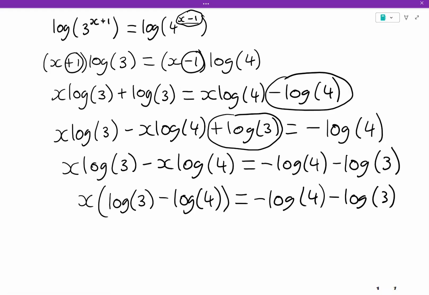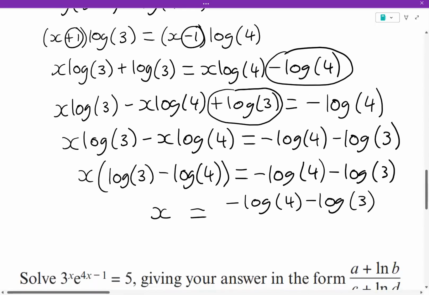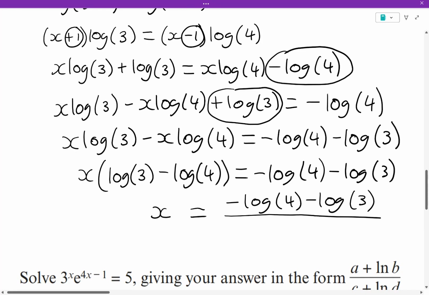Right, so now we've got x multiplied by the bracket. So if I want to get x on its own, I need to divide by the bracket. So x is going to be equal to our right-hand side, which I'm just going to write out, which is going to be my numerator. And then our denominator is going to be that bracket that we've divided by from the left-hand side. So log 3 subtract log 4.